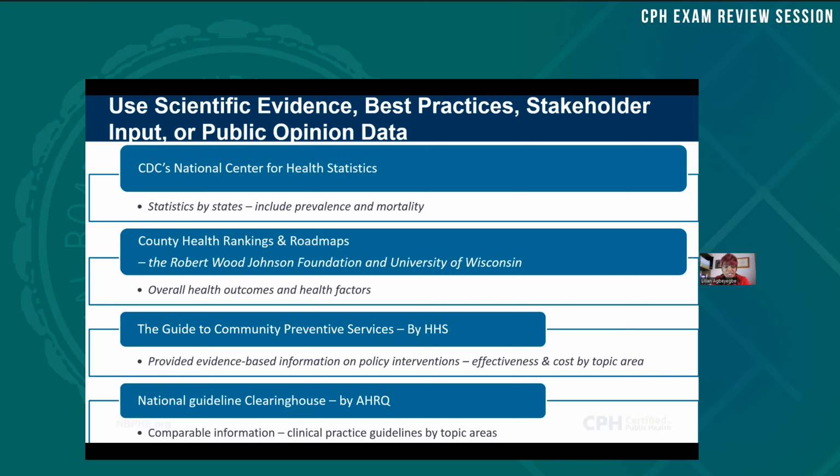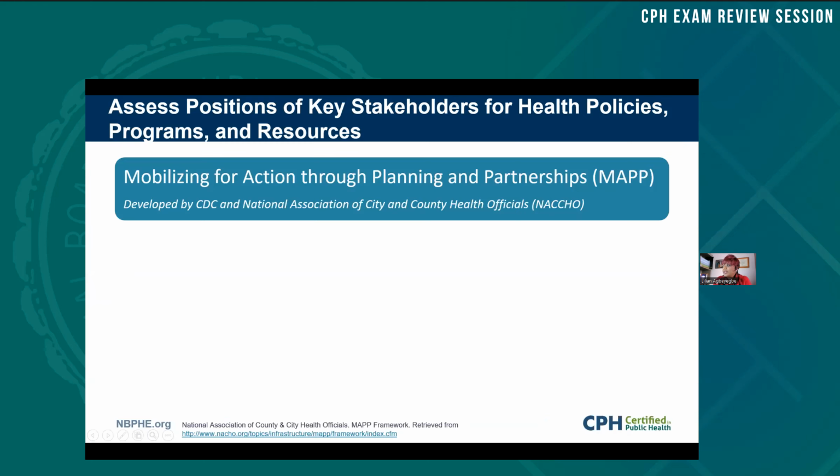And then there's the National Guideline Clearinghouse by the AHRQ, and they look at practice guidelines by topic area. So we're looking at where we stand with maternal mortality, where we stand with vaccination, where we stand with cancer rates, and all of these policies. Looking at all of this information is helpful in deciding what policies you want to pursue and what policies you want to reverse.